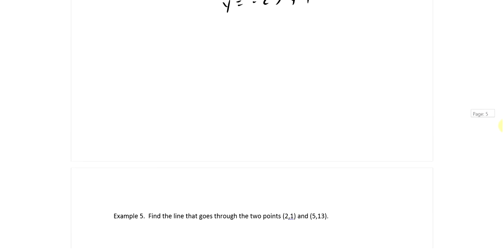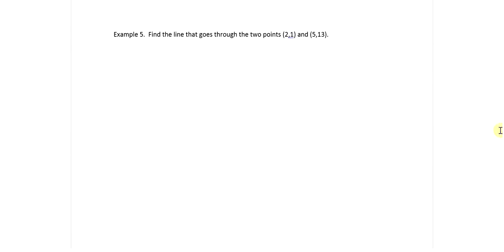A slightly more complicated version of it is: find an equation of the line that goes through these 2 points. So 2, 1 and 5, 13. What do we need? Slope, and we need the y-intercept. And from the previous problems, we know that if we know the slope and a point, we can find the y-intercept, right? Because we just plug the point into the equation. So first thing we need to do is find the slope.